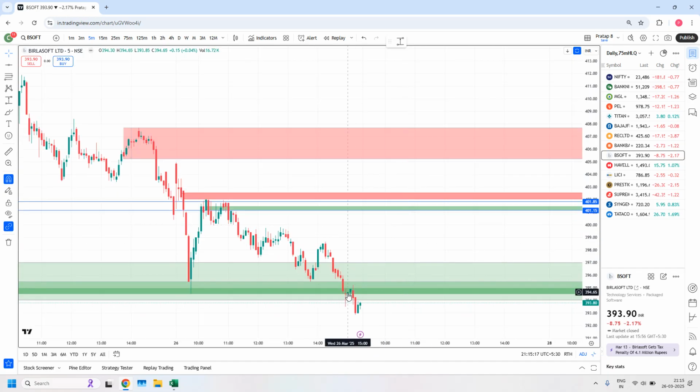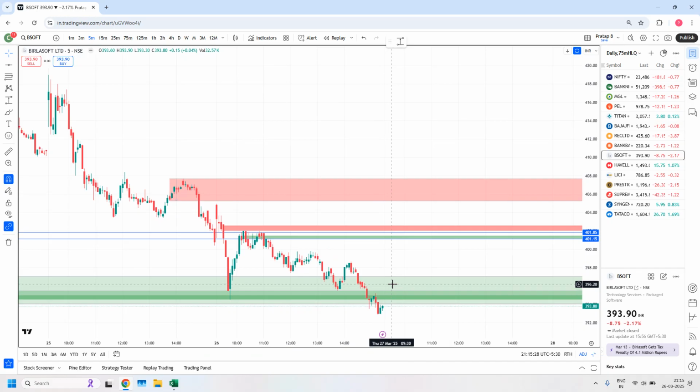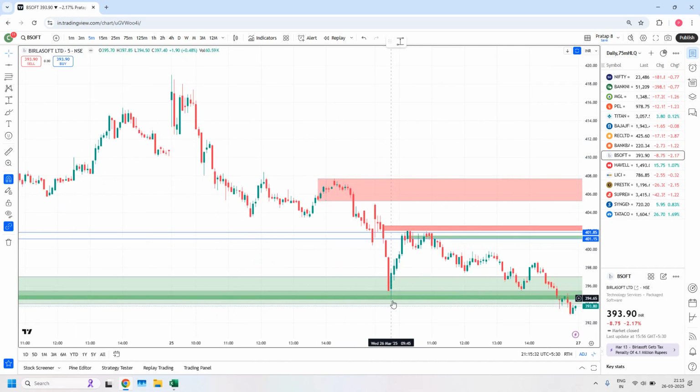See, after that again, this zone is completely violated. You may ask, can't we take another trade here? No, because this zone is already pierced. Once a zone is pierced, you won't take it. If it is not pierced, maybe intraday you would have taken a second trade. When a zone is pierced, taking a trade from this zone is not advisable.